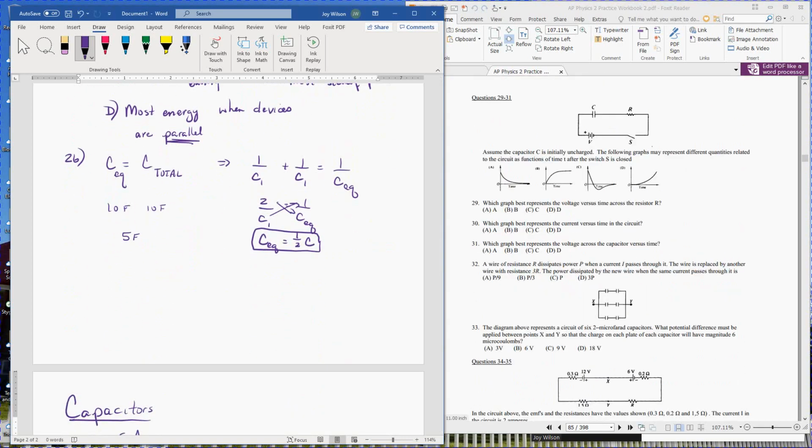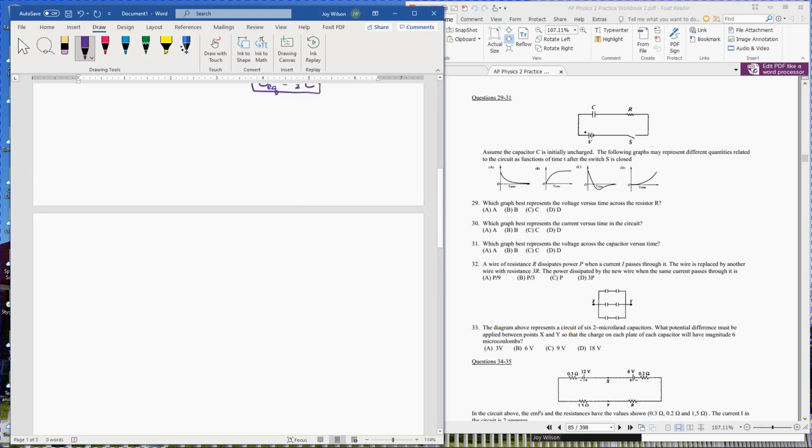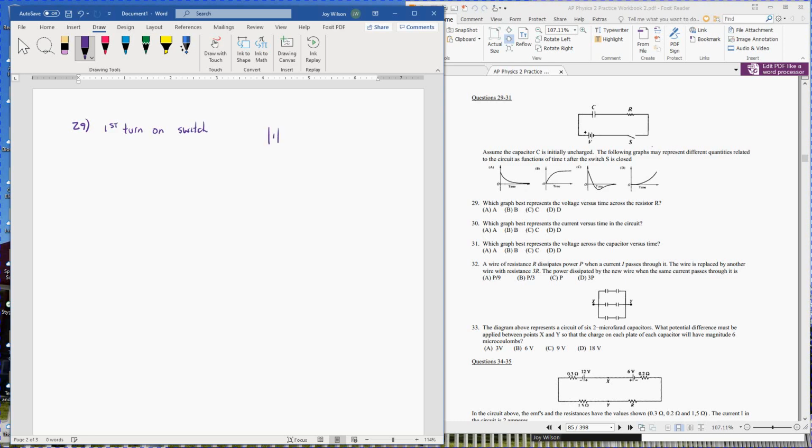Now, let's look at number 29, 30, and 31, because all of these involve a circuit that has a capacitor in it. So they tell us that in number 29, we want to draw a graph of what's happening with the capacitance. So when we first turn the circuit on, and this is just your teaching ideas here, first turn on that switch. What it acts like is a battery connected by a wire to a resistor back to the battery. That's how it acts. It's like the capacitor isn't even there.